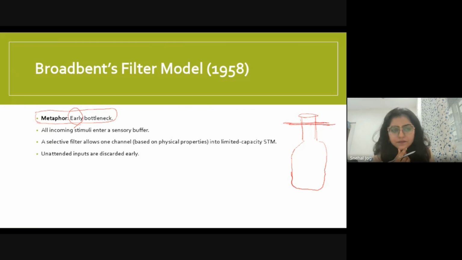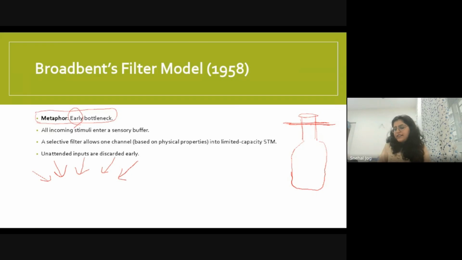Broadbent says that all the incoming stimuli first enter a sensory buffer. Like if you are imagining a bottle, all the incoming stimuli are going to enter a sensory buffer. Now, for example, right now in front of me, there's a laptop. I know that I'm talking to you guys.